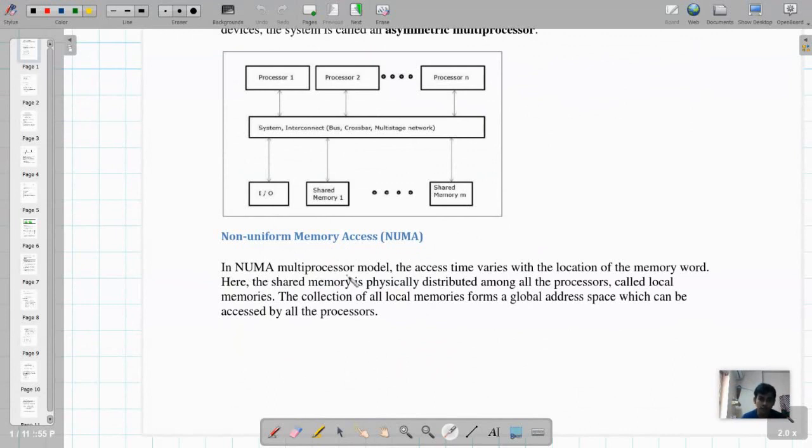In the NUMA multiprocessor model, what happens? The access time varies with the location of the memory word. In other words, the shared memory is physically distributed among all the processors, called local memory. The collection of all local memories forms a global address space which can be accessed by all the processors. Let us look into the points one by one. The shared memory is physically distributed among all the processors, called local memories.